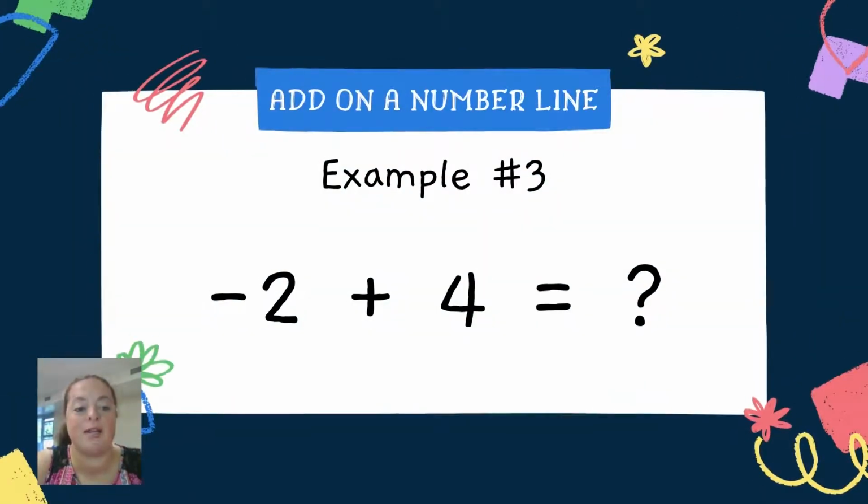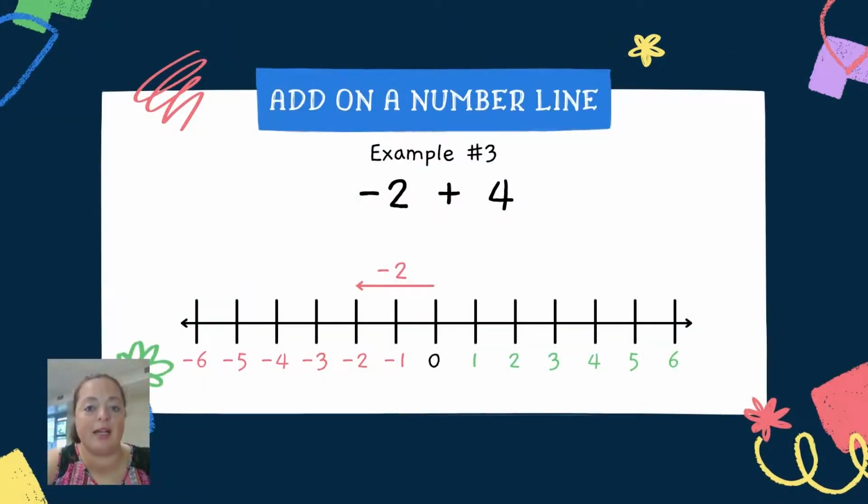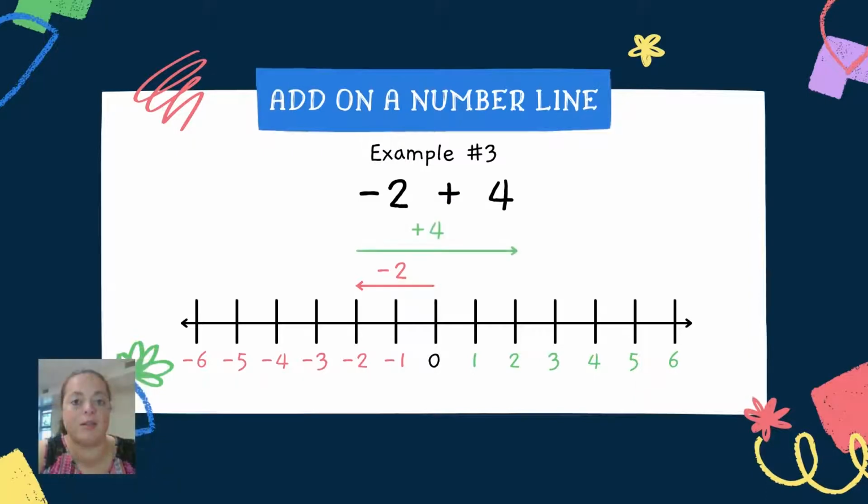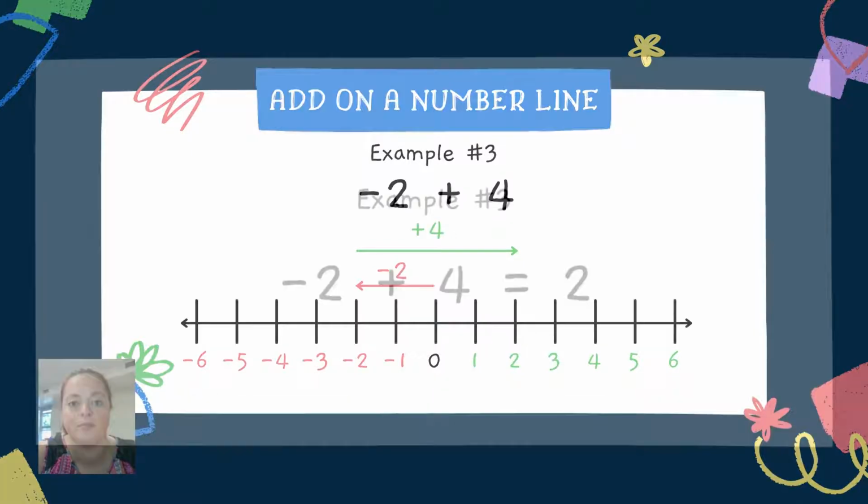Example 3, negative 2 plus 4. Notice in this problem that the signs on the two numbers are different. One of them is negative and one of them is positive. Let's see what happens. Again, like in the other two examples, we start at 0. We first have to get to negative 2 by going 2 spaces to the left. Then when we add 4, we go 4 spaces to the right, just like normal adding. That brings us to 2, positive 2. So negative 2 plus 4 is actually positive 2.